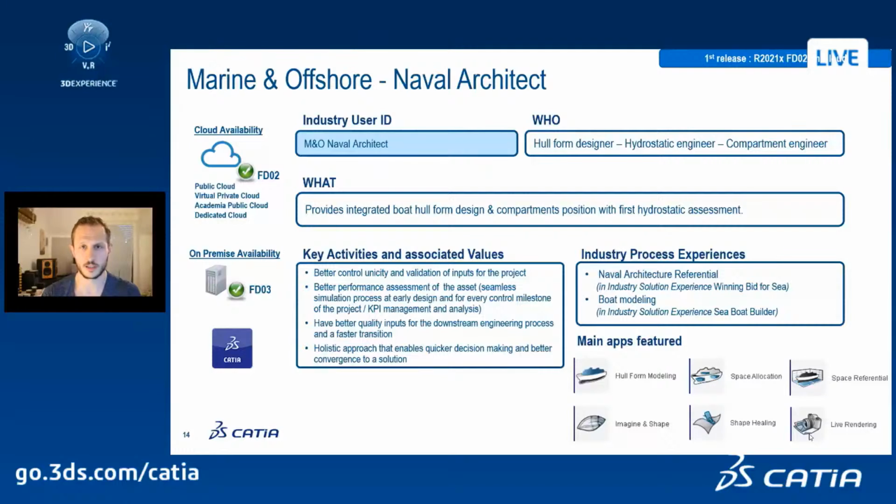Then we have the shape modeling tools, so new ways of shaping with Imagine and Shape. We have shape healing, which is important to do if you have integrated shape hulls from different software. And then we have as well the space allocation applications, which is very important if you do your compartment layouts or stuff like that. And in a very early stage, it is always important to communicate via realistic renderings. So we've packaged live rendering into there.